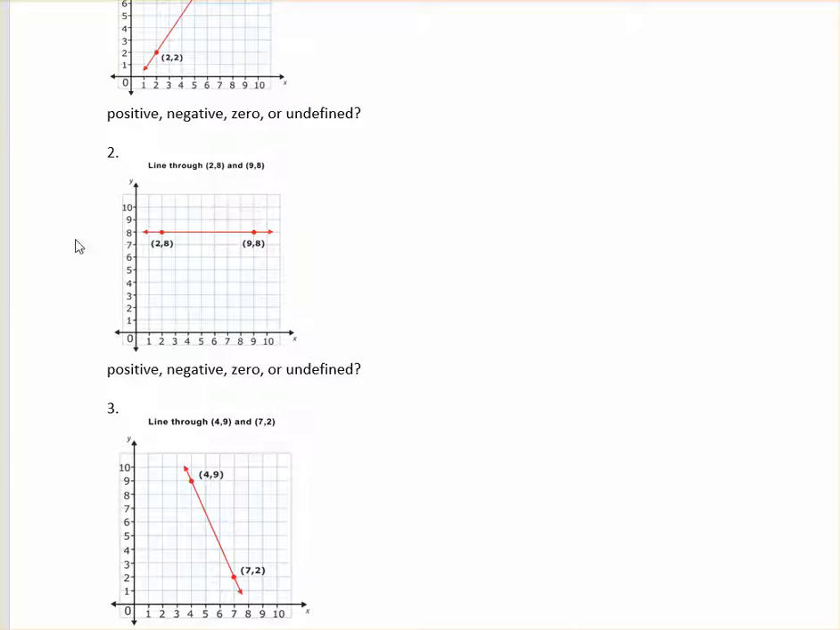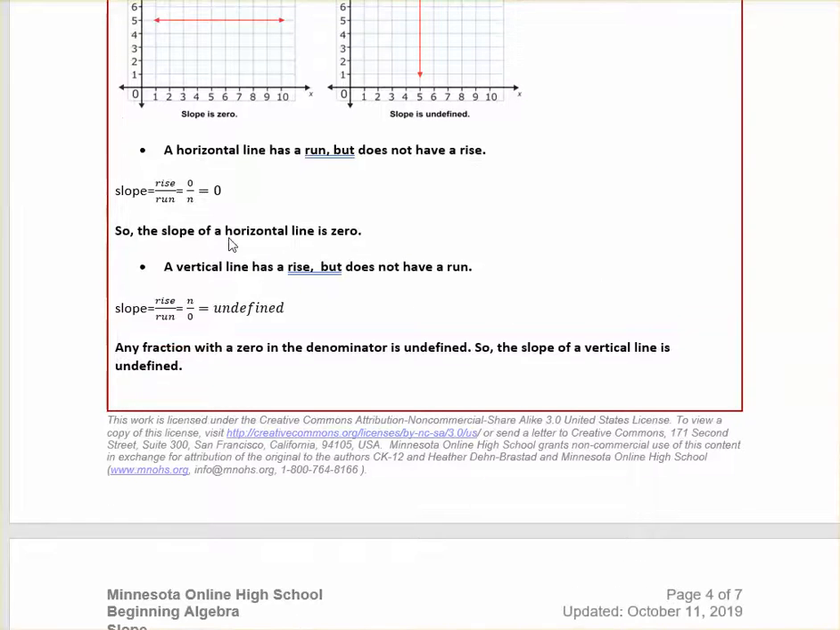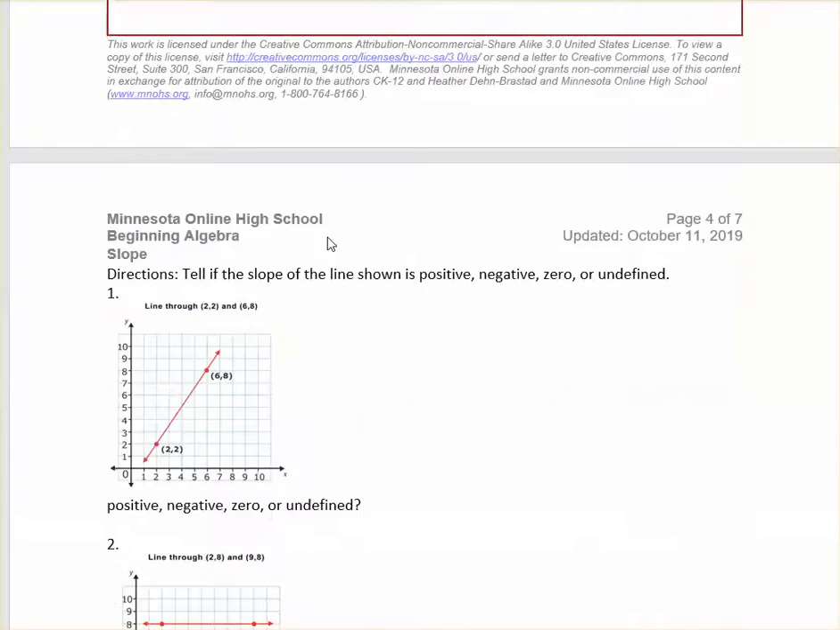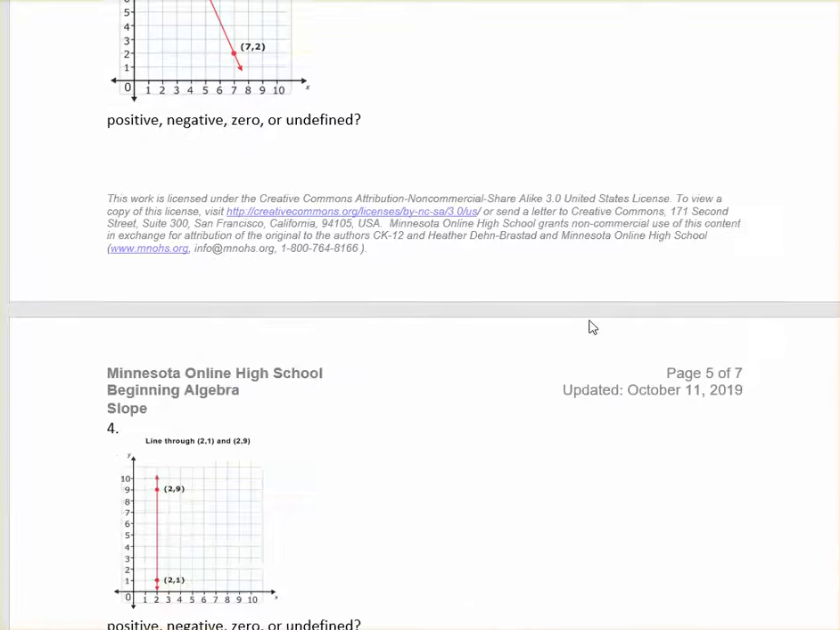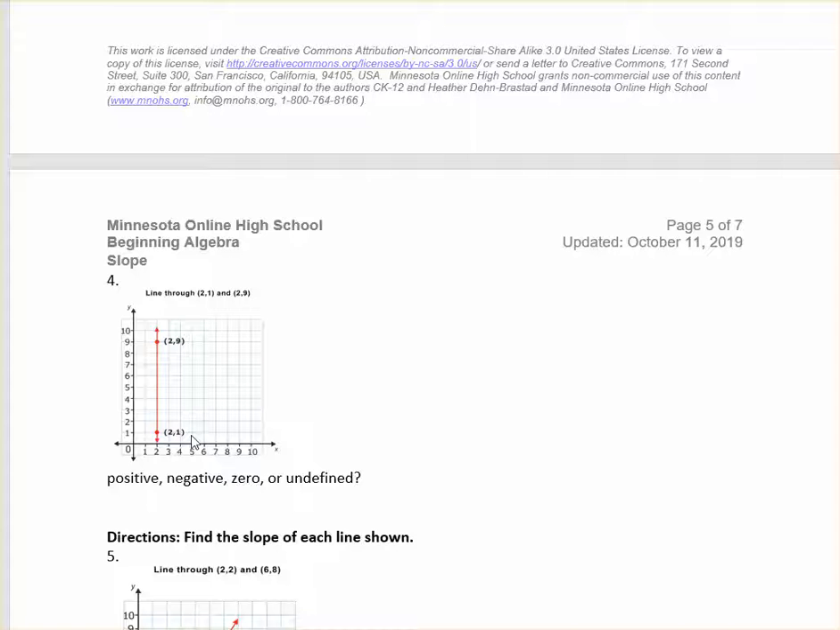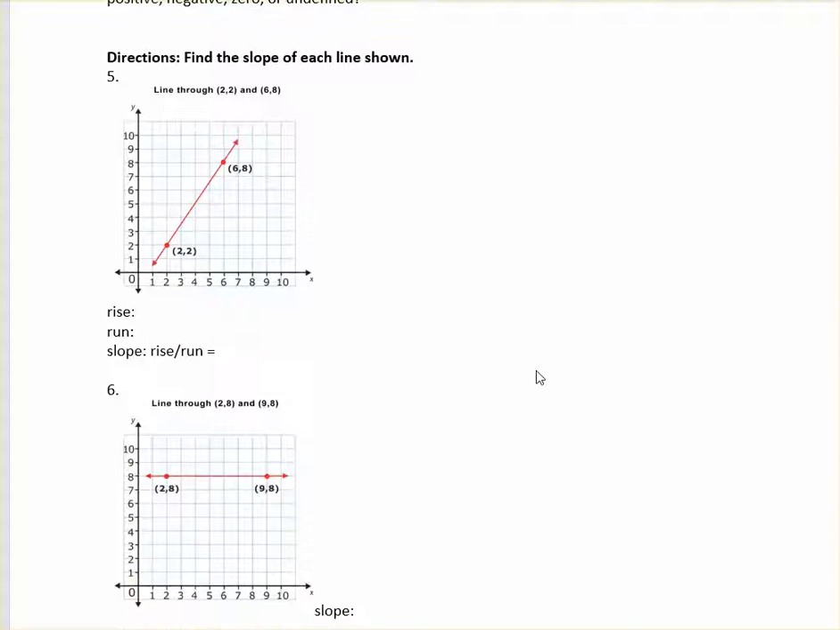Here's a horizontal line, and I can look back, the slope of a horizontal line is 0. So the slope of this one would be 0. And there's a vertical one, and the slope of a vertical line, you can look back to see what that will be.